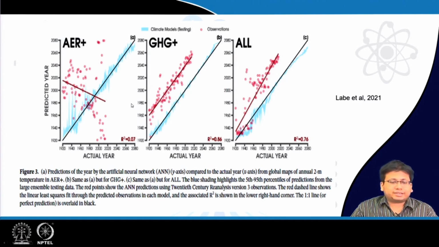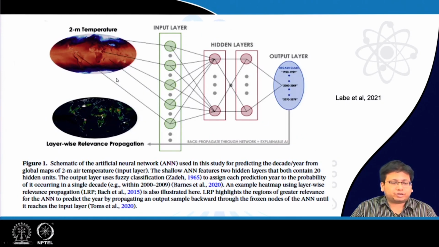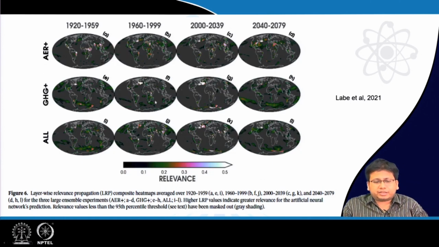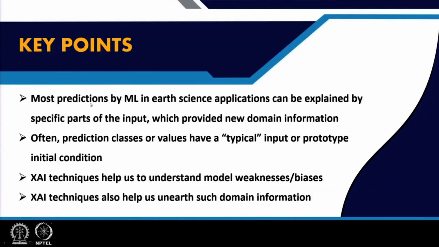This kind of study can be done for different variables, not only temperature, but also the aerosol distribution all over the world, or the concentration of different greenhouse gases all over the world. And of course, for different variables we see different amounts. So that brings us to the end of this module.